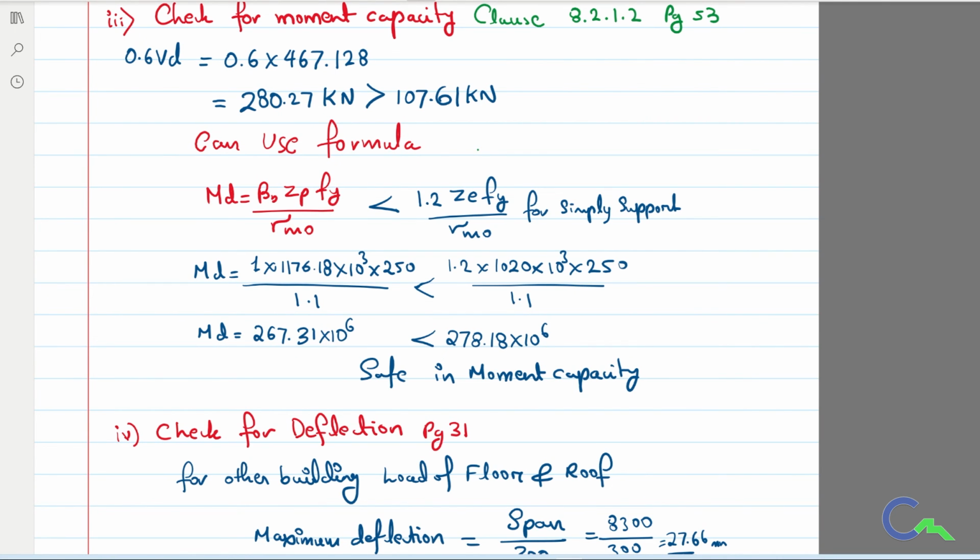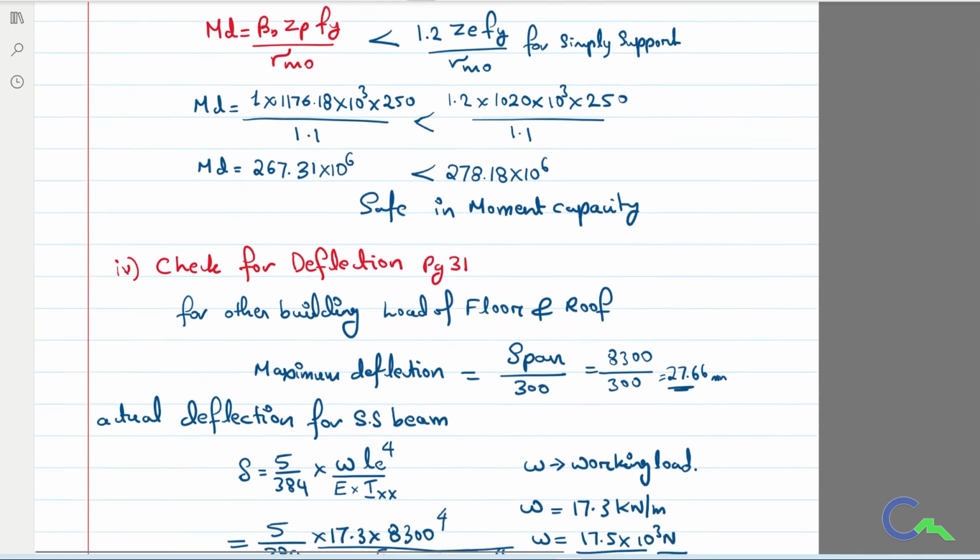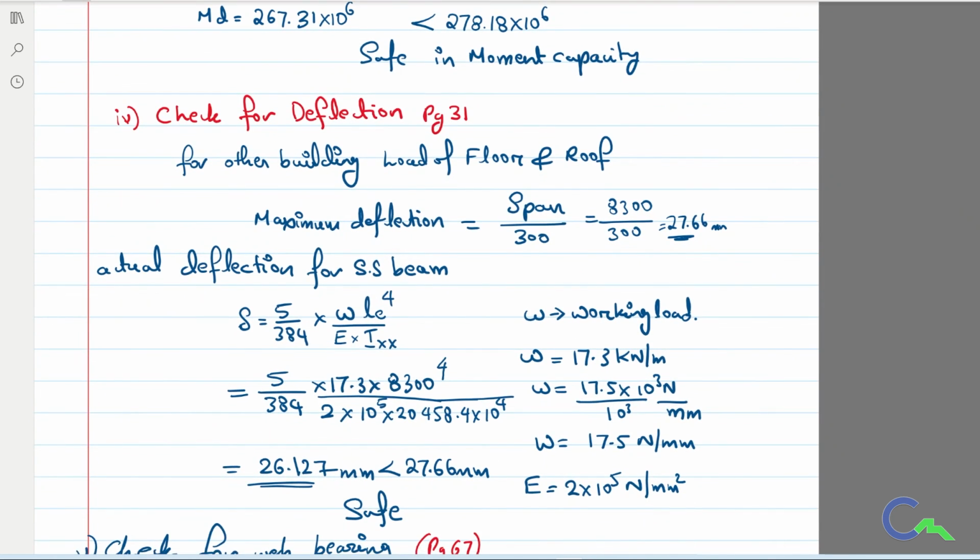So you have to see Ze. So we have to substitute Z value of what we calculated from the steel table. So it is going to satisfy. So the last two checks we have to do. So one is for deflection. So we already referred page number 31, table 6.